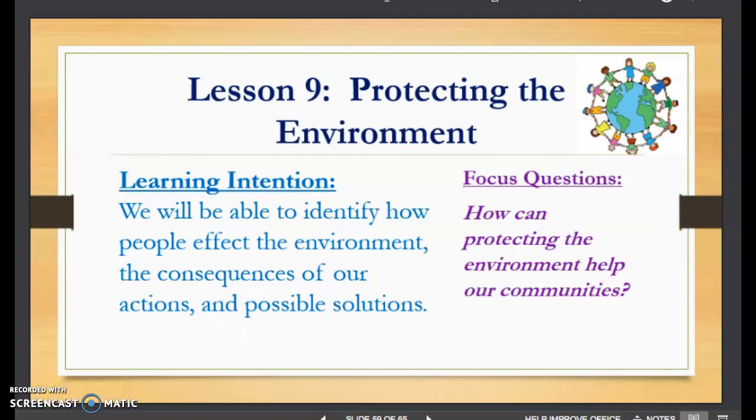Today we're going to be talking about protecting the environment. Our learning intention is we will be able to identify how people affect the environment, the consequences of our actions, and possible solutions. Our focus question is how can protecting the environment help our communities?